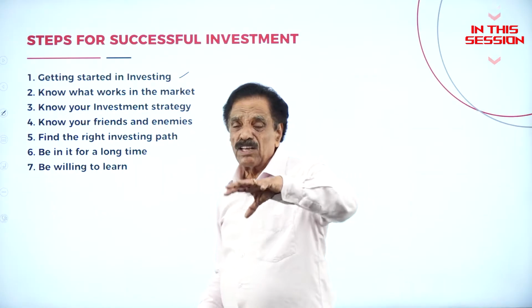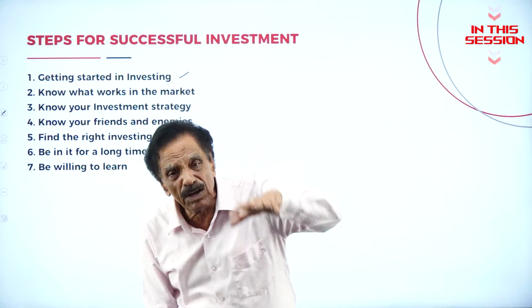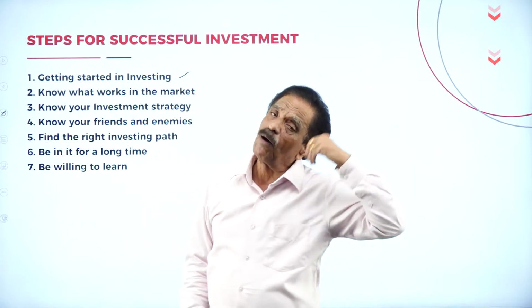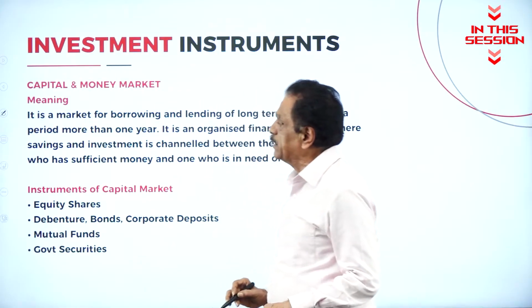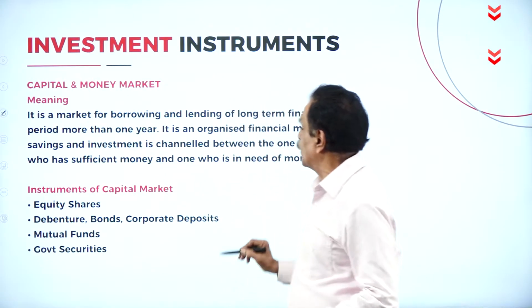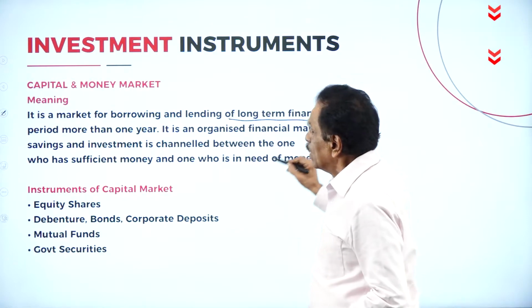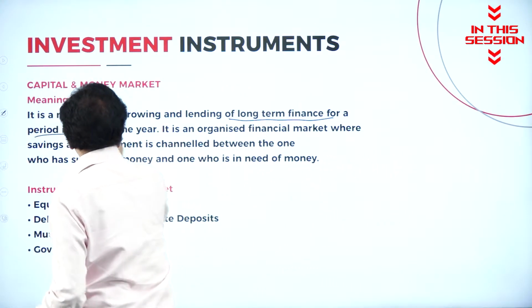So first start by investing the money in such a way that where to invest, how to invest, how much money to be invested, that should be made. Capital and money market is a market for borrowing and lending the long-term finance for a period of more than 1 year.